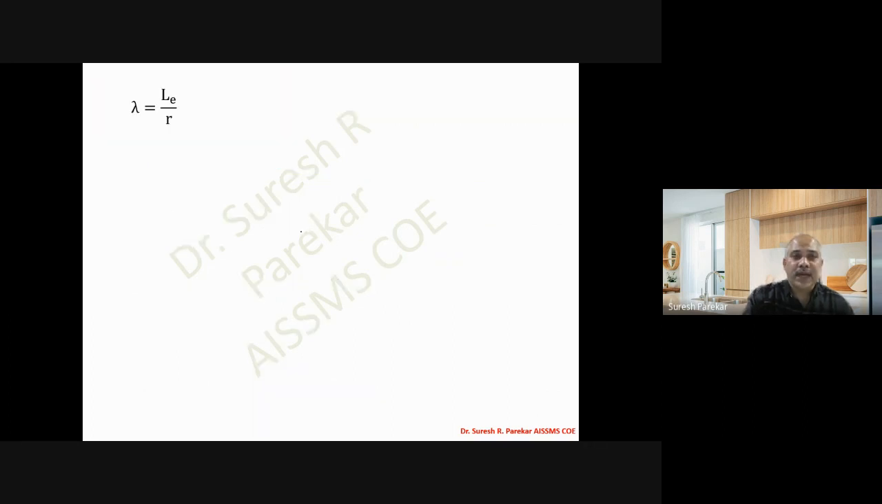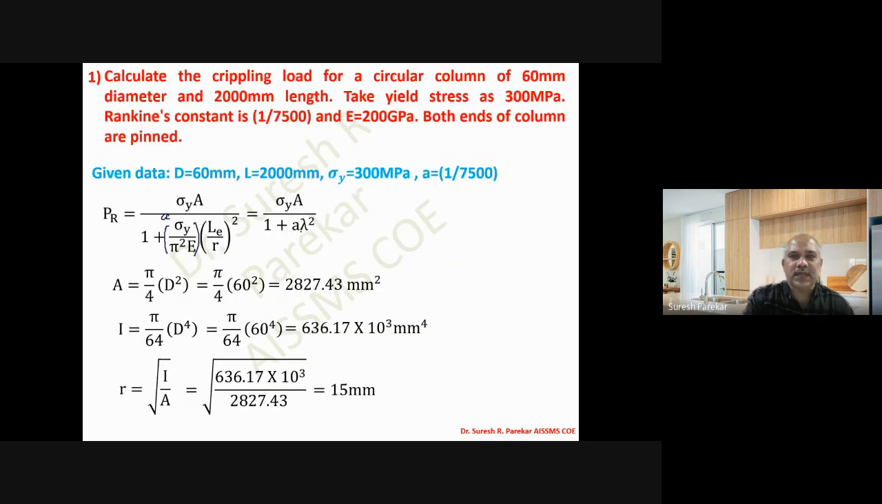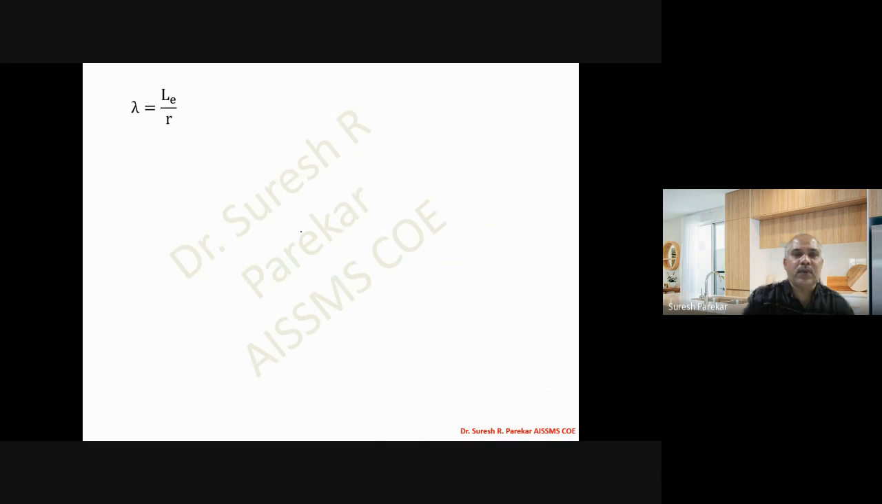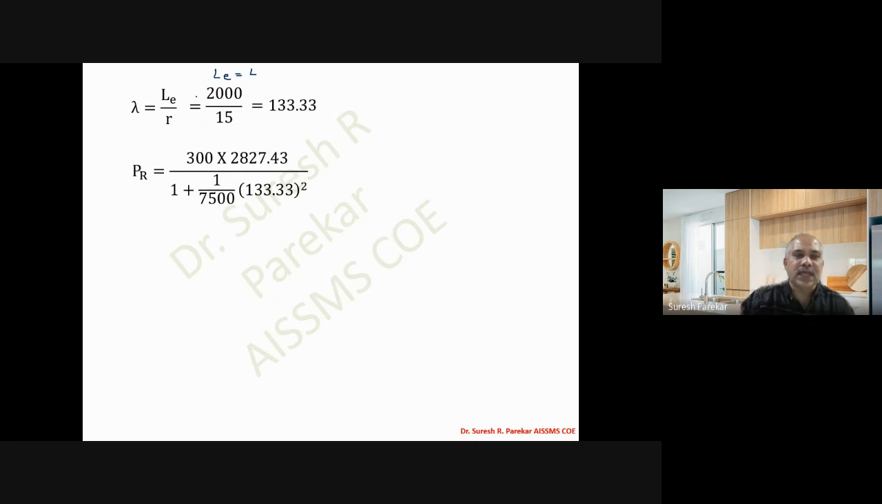Then lambda we have Le by r, so 2000. Now you can see this, we have both ends pinned. So as we have both ends pinned, then we can say Le equal to L. And therefore we will have 2000 upon 15, that is 133.33. And now we will put values in PR.